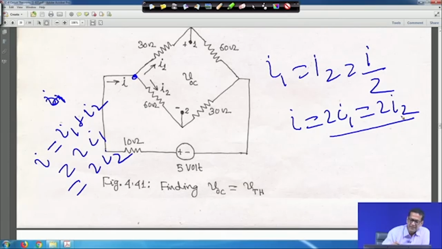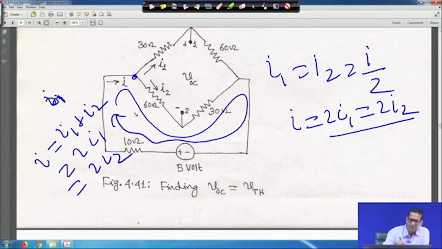Now, you apply KVL to get I1 and I2, I1 and I2 the same. So, you apply KVL like this. If you make it like this, then what will happen, this 10 into I, because I is flowing through, let me clear it.